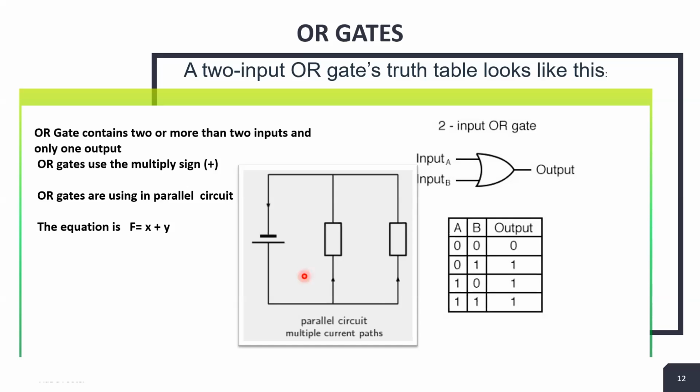But in the next case, when both are closed, the current flows in both parts, this part also and this part also. Clear? Obviously 1 plus 1 is equal to 1. Not 2. 1 plus 1 is equal to 1. Clear?